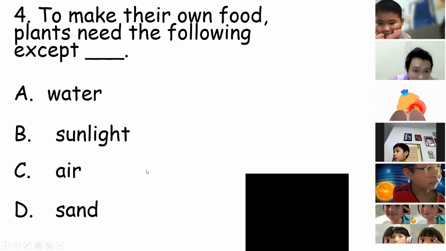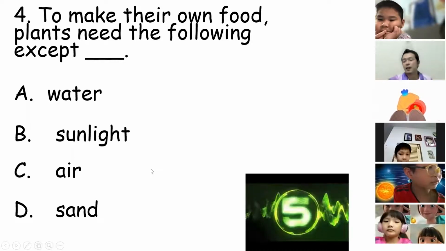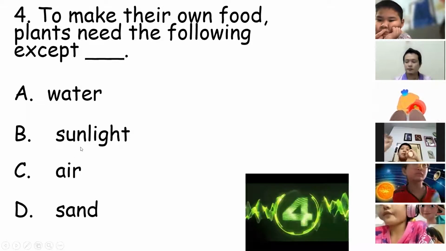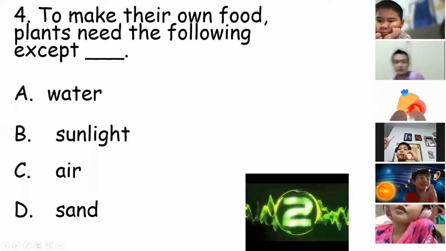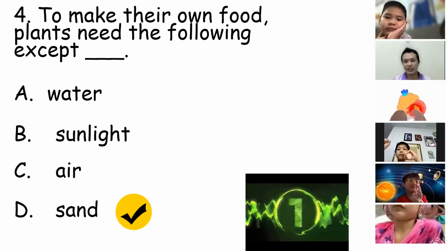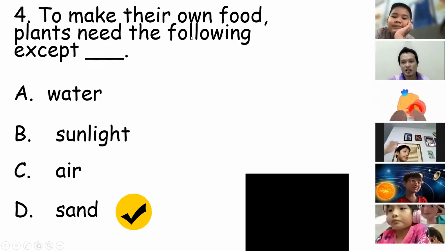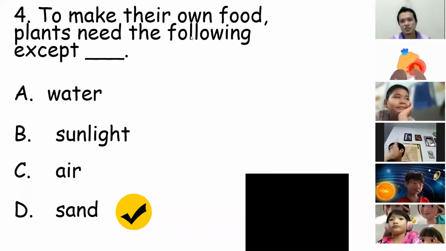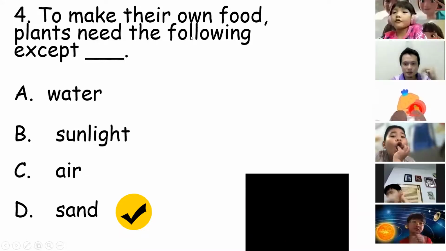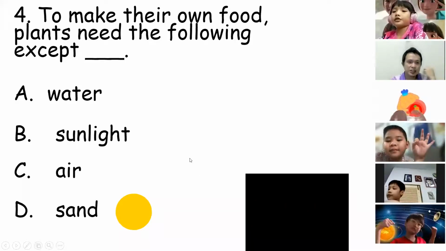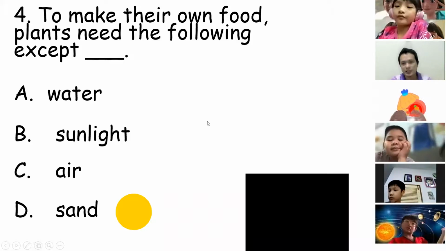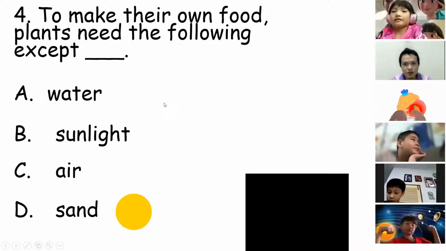Okay, letter D, your answer is letter D. Let's see. 5, 4, 3, 2, 1. Okay, the answer is letter D. Thank you, Aria, okay? That's the thing. If you can read the word except in the exam, you have to read it carefully. So the next question is for Sokjang. Yes, Sokjang, this is for you.